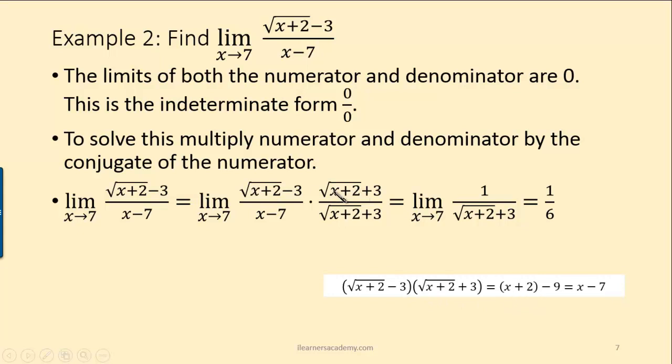So this whole thing up here then becomes x minus 7 divided by x minus 7 gives me 1 over this. And of course, as x approaches 7, this approaches 9. The square root of it approaches 3. This whole thing then approaches 6. So the entire expression approaches 1 over 6.